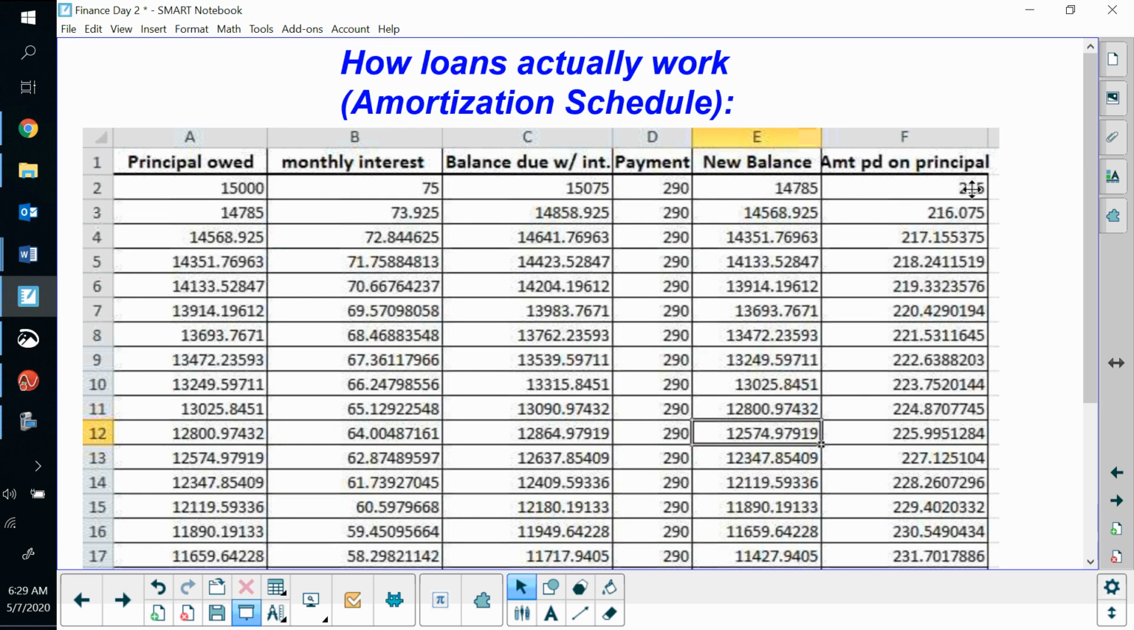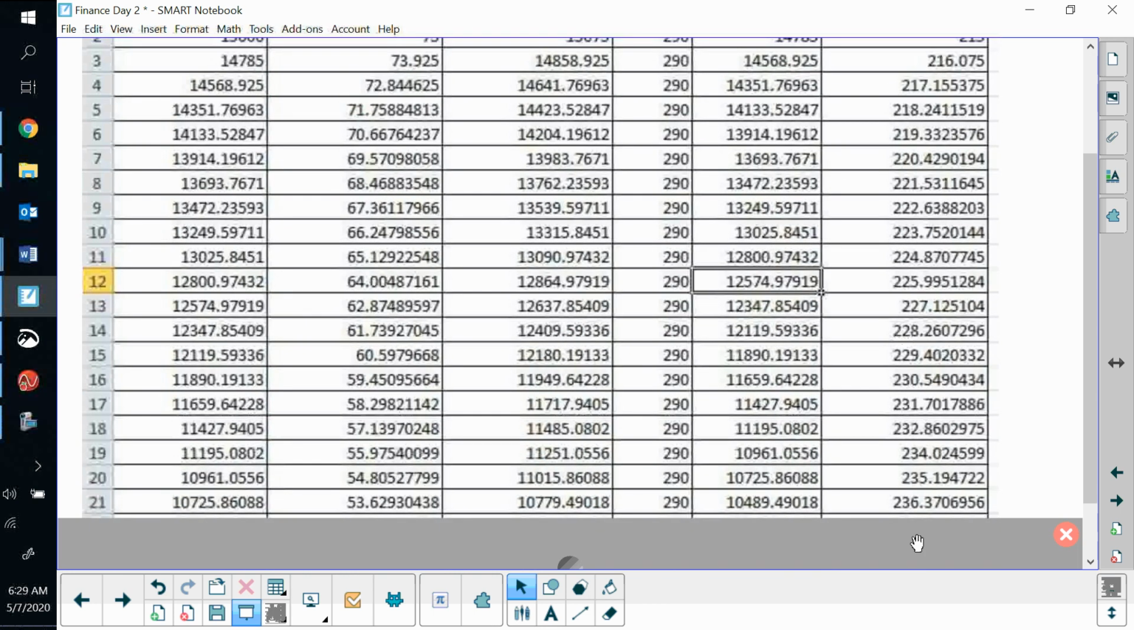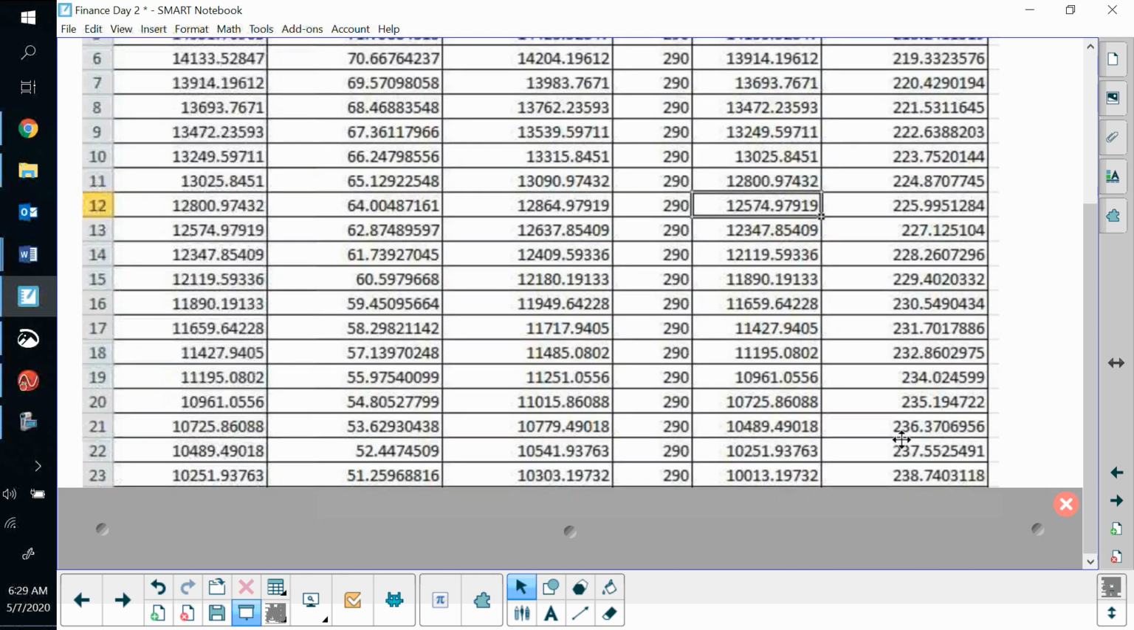So notice that even though you paid $290, only $215 of it went on the principal. Now, over time, because that amount still owed is a little bit less each time, notice the amount that's going on principal is more and more as you go on.